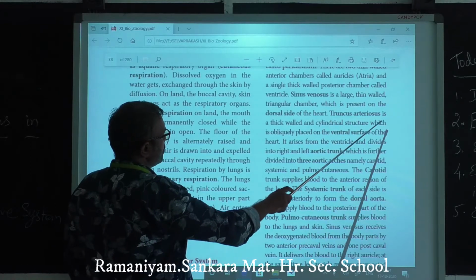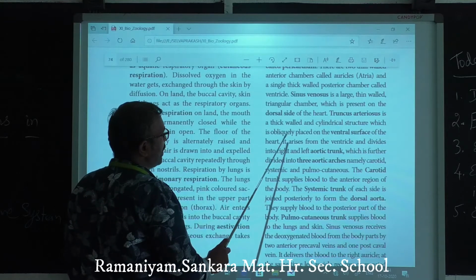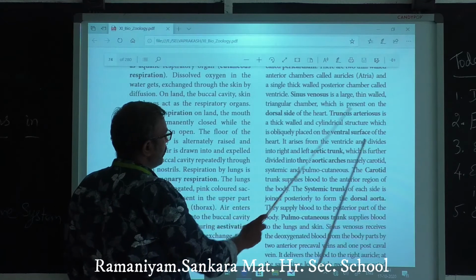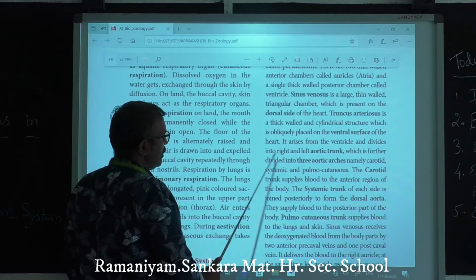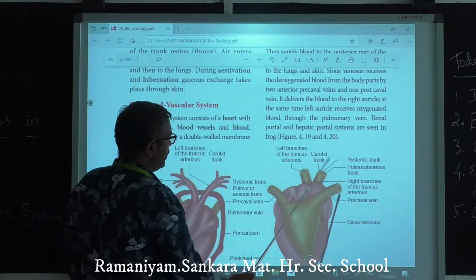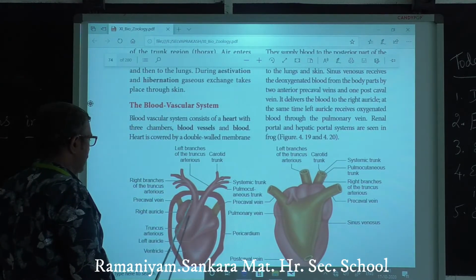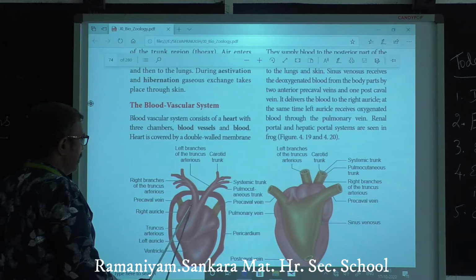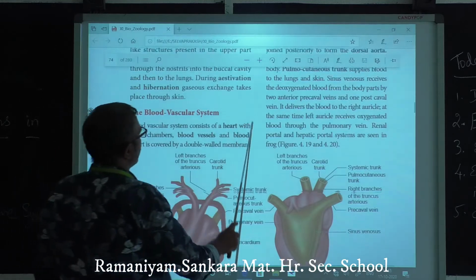Truncus arteriosus is a thick walled, cylindrical structure obliquely placed on the ventral surface of the heart. It arises from the ventricle and is divided into right and left aortic trunks. So the truncus arteriosus arises from the ventricle and divides into right and left trunks.